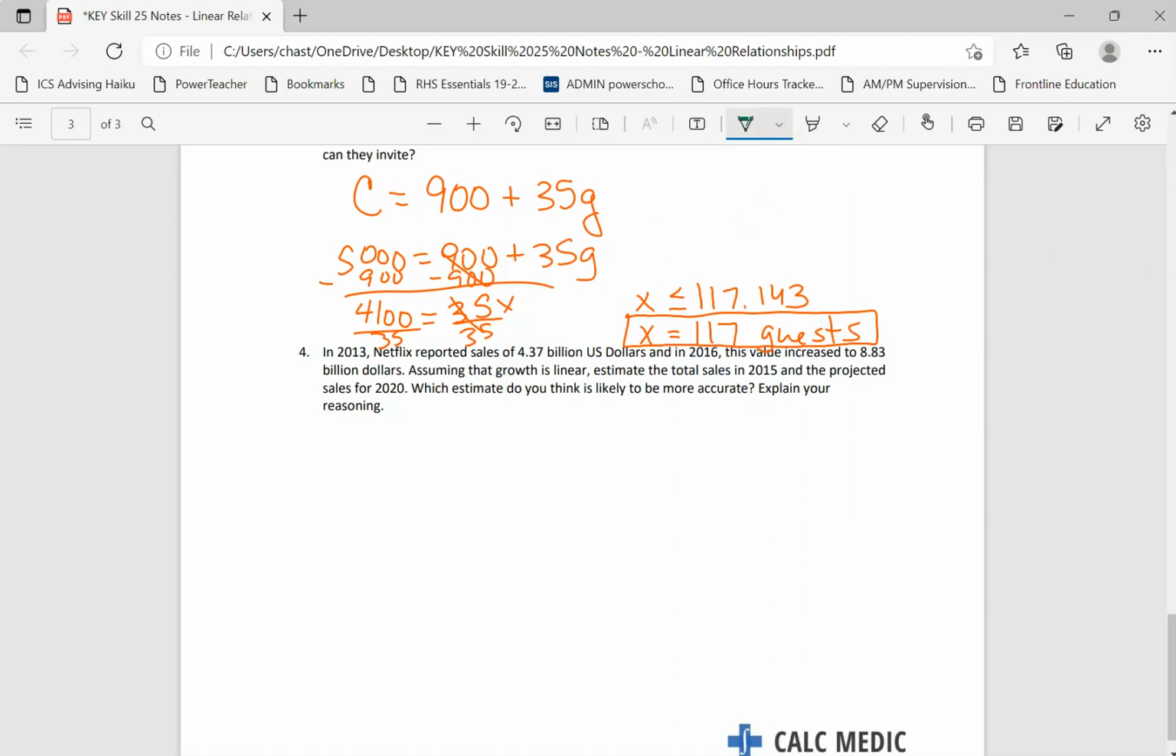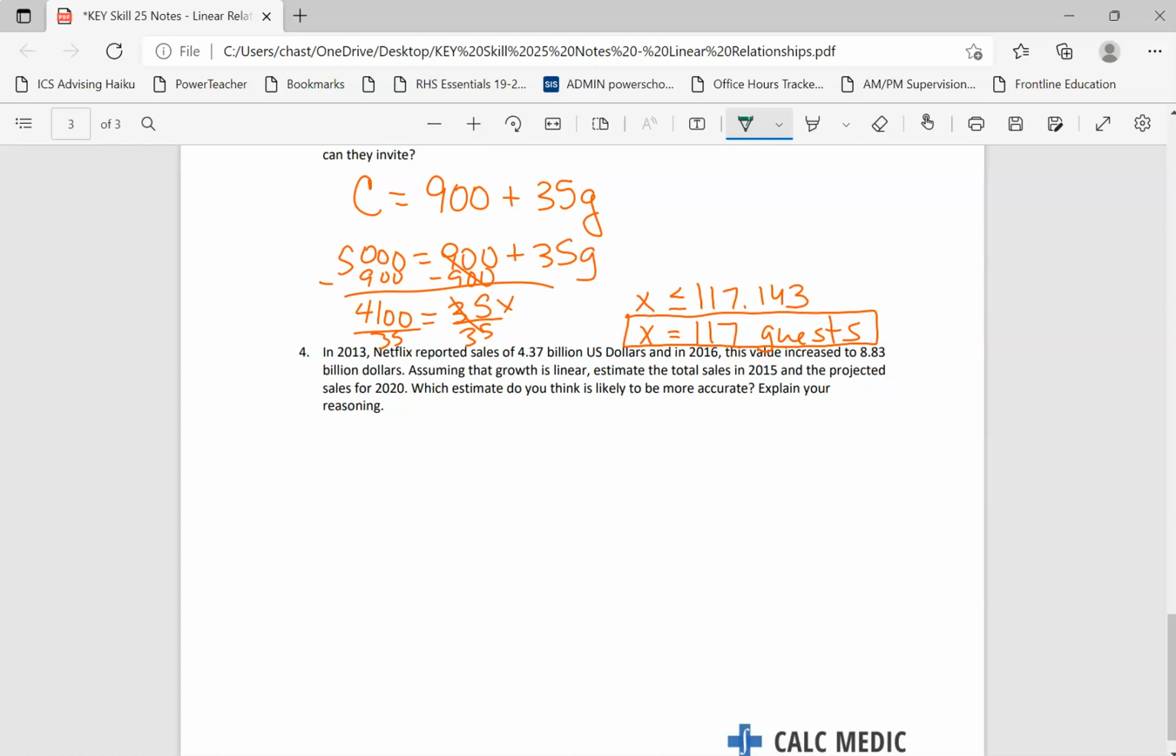All right, last one here, and then I'm going to stop talking. It says in 2013, Netflix reported sales of $4.37 billion, and in 2016, the value increased to $8.83 billion. Assuming the growth is linear, estimate the total sales in 2015 and the projected sales for 2020. Which estimate do you think is likely to be more accurate? Explain your reasoning.